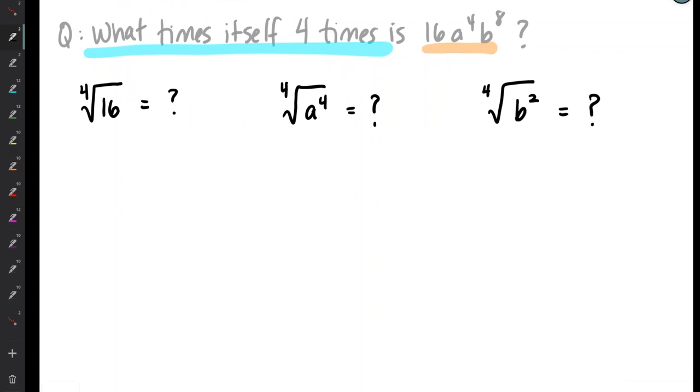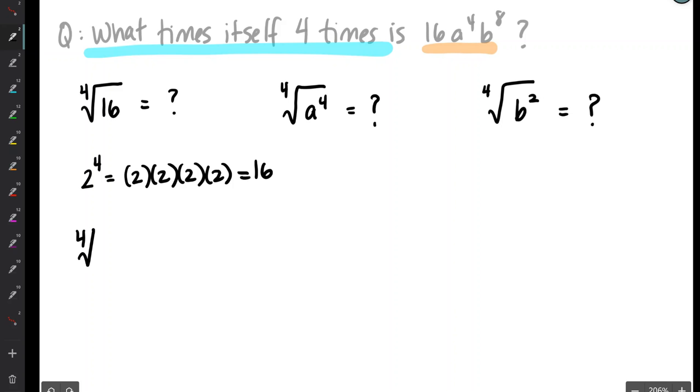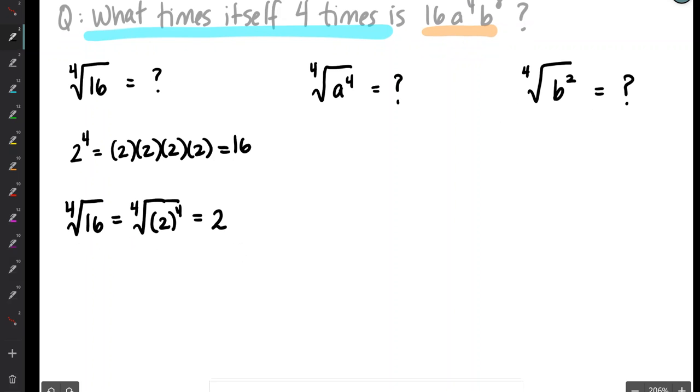Okay, so 2 times itself 4 times is 2 times 2 times 2 times 2, right? It's 2 times 2 is 4, times 2 is 8, times 2 is 16. So the 4th root of 16 is the 4th root of 2 to the 4th, which is just 2.